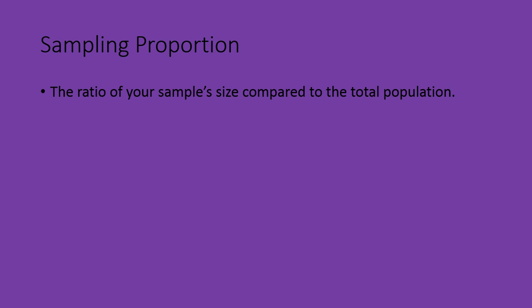Now, sampling proportion. This is the very last one. Basically, the sampling proportion is the ratio between the sample size and the total population. So you take the sample size divided by the total population. That is the sampling proportion, or what percent of the total population we have sampled.